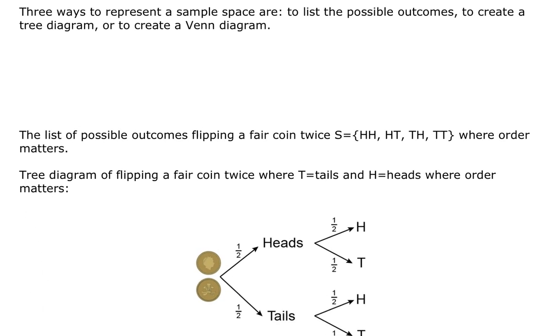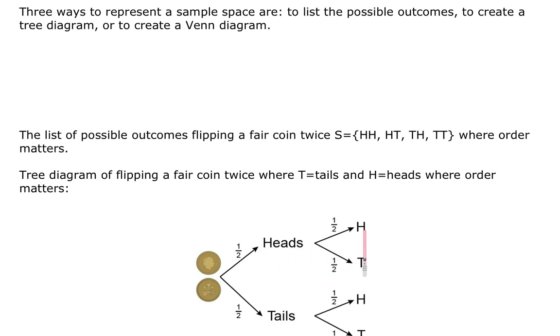So if you wanted to list the possible outcomes of flipping a fair coin twice, then what you'll get is a head then a head, then a head then a tail, then a tail then a head, and then a tail and a tail, where order matters. That's just the list. If I want to do a tree diagram to represent this, I could get a head, which is a 1 in 2 chance of getting a head, and then I can get a tail, which is a 1 in 2 chance of getting a tail. In other words, 0.5 probability.